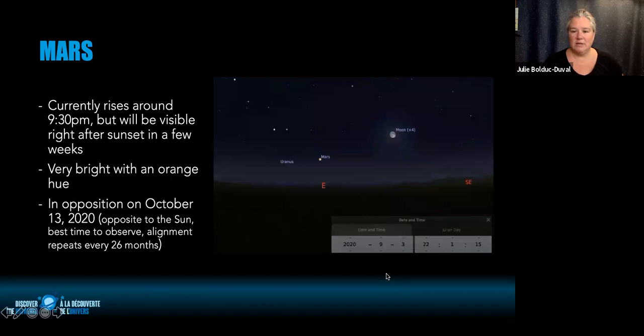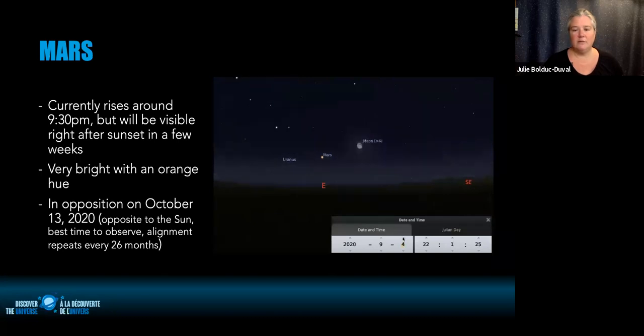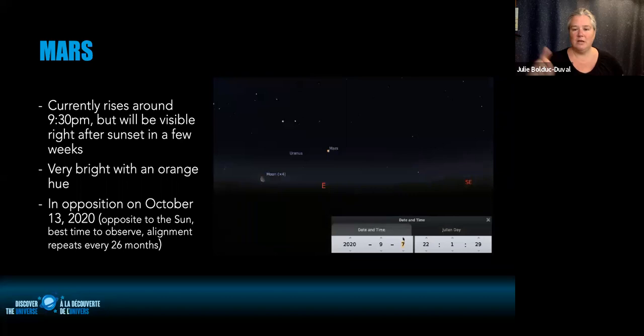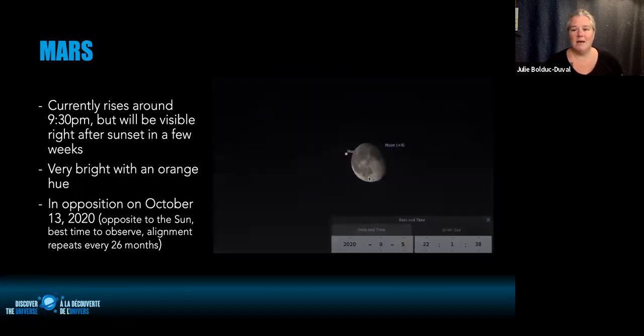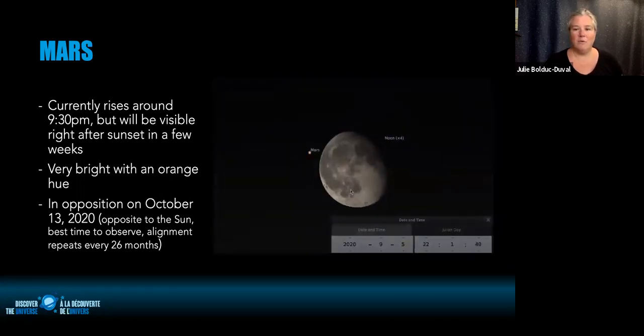And I will play with the settings. I created this short animation to show you how the moon will change every day. So I'm increasing day by day, at 10 p.m. every night, going from the 3rd to the 4th, the 5th, 6th, and 7th of September. So you can see how the moon moves in the sky. And I just came back to the 5th because on September 5th, the moon will be right next to Mars. In some parts of the world, it might be over it, actually. So again, you will need to check.